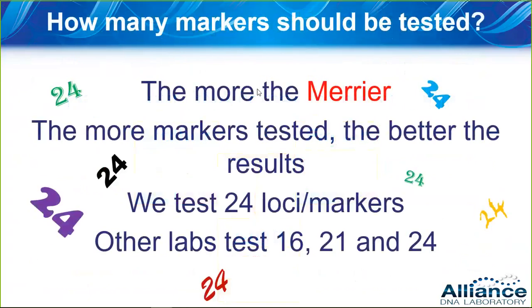How many markers should be tested? Well, the more the merrier. The more markers tested, the better the results will be. We test 24 loci or 24 markers. Other laboratories test as few as 16, some do 21, and you may find 1 or 2 others that do 24 markers. But we do 24 markers as a standard.